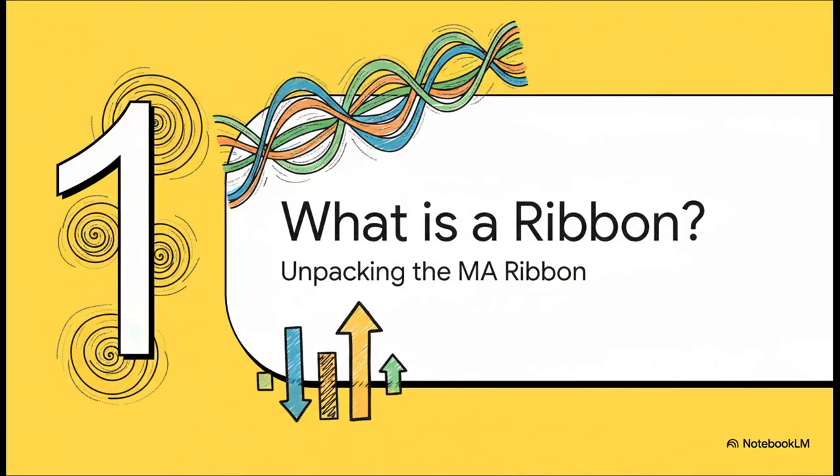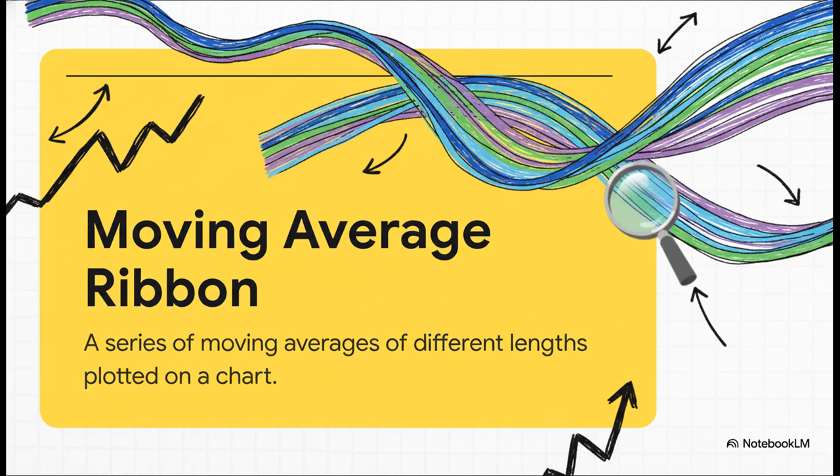What exactly is this ribbon? It's a fantastic way to visualize what's happening with market momentum, and it's actually way simpler than it sounds. Okay, so at its heart, the idea is super simple. Instead of looking at just one or maybe two moving averages, you're looking at a whole bunch of them, all at the same time, right there on your chart. And when you plot them all together, they create this beautiful flowing ribbon effect.